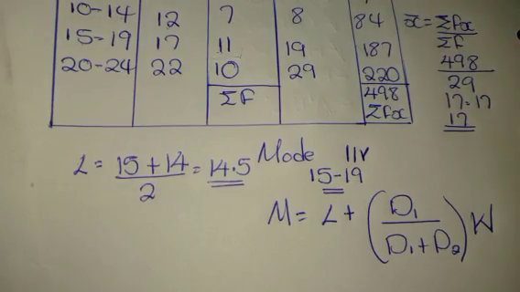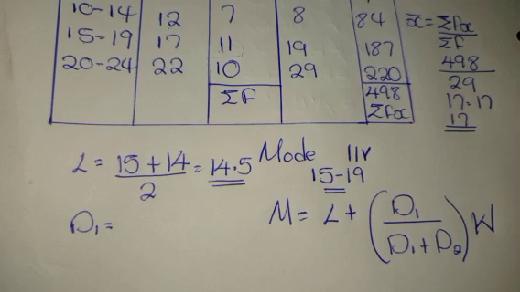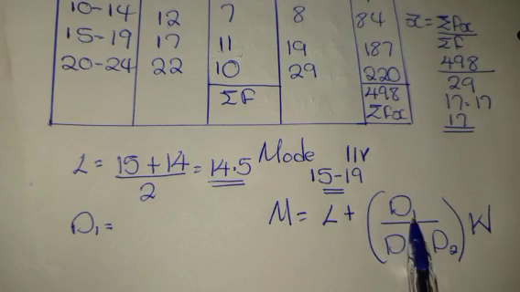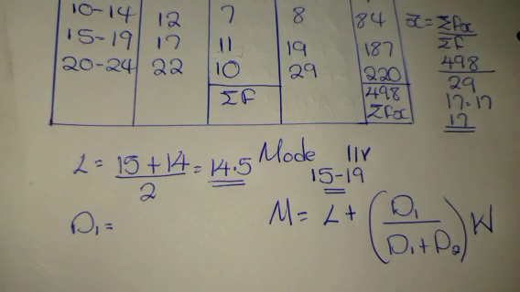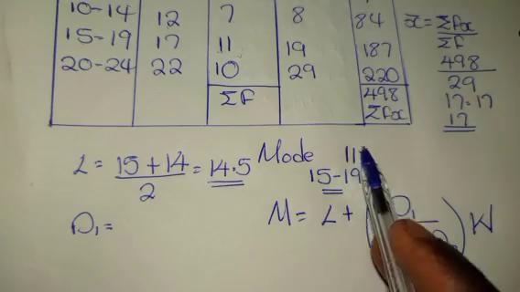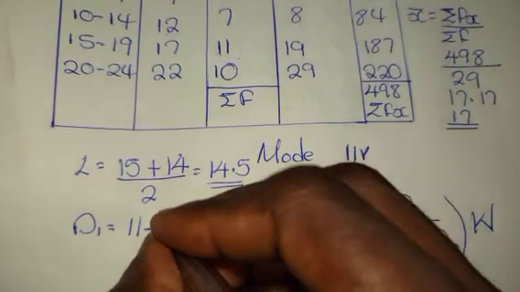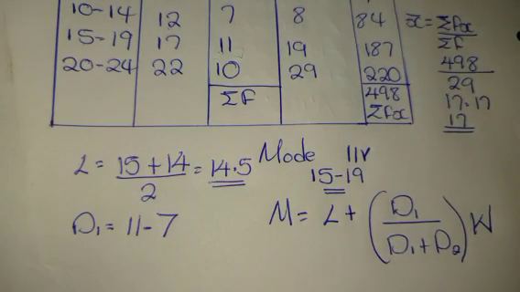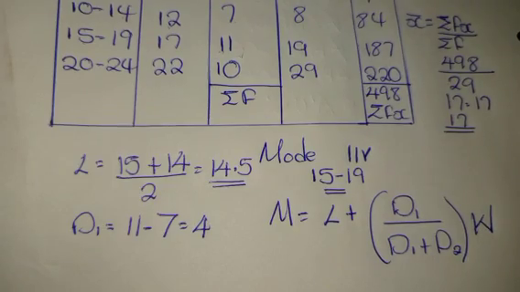Now that we have that, to calculate the value of D1, D1 is simply the difference between the original frequency of the mode class and the frequency before the mode class. The frequency of the mode class was 11. The frequency before it was 7. If you subtract 11 minus 7, you get 4.